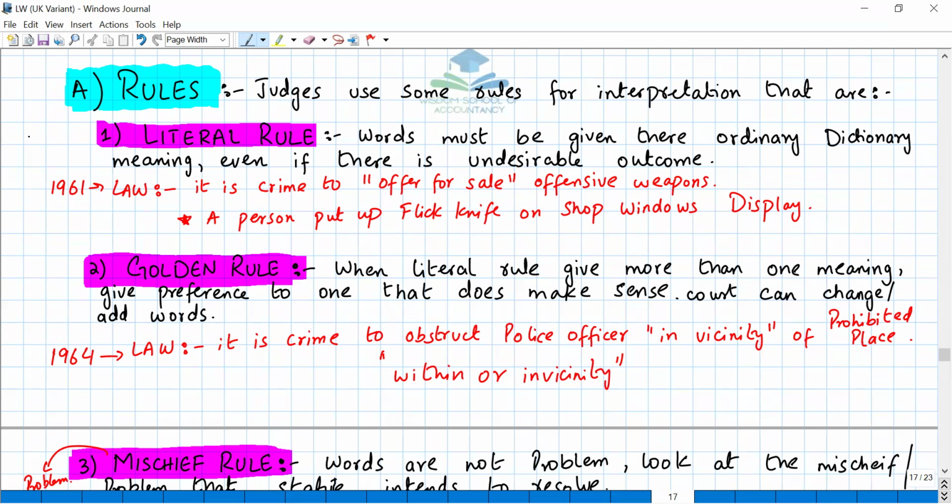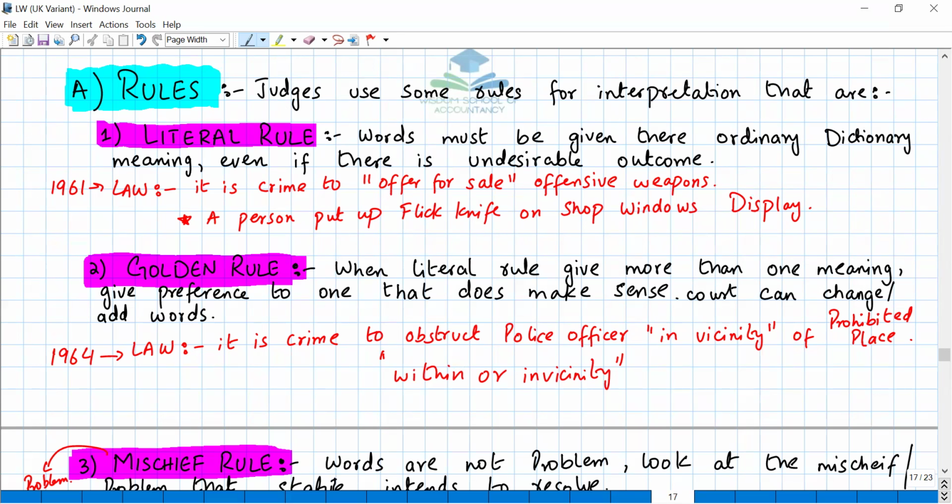Now, there's a case in the book. There's a real case from 1961, and the law stated that it is a crime to offer for sale offensive weapons. This is what the law said, that you cannot sell offensive weapons. But the wording of the law was, it is a crime to offer for sale. Now, there was a shopkeeper who put up a flick knife in a shop window display. You know what a flick knife is, right? The small knife that you can flick.